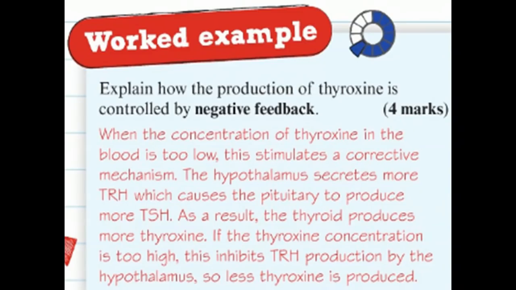And here is a 4-mark question on the negative feedback on thyroxine. And notice that in the spec, they use the word negative feedback for thyroxine and not some of the other topics that I'm going to discuss, which you can be asked about as well. So when the concentration of thyroxine in the blood is too low, this stimulates a corrective mechanism where the hypothalamus secretes more TRH, which causes the pituitary gland to secrete more TSH. And that stimulates the thyroid gland to secrete more thyroxine. And if the thyroxine concentration is too high, then TRH production is inhibited by the hypothalamus and less thyroxine is produced.